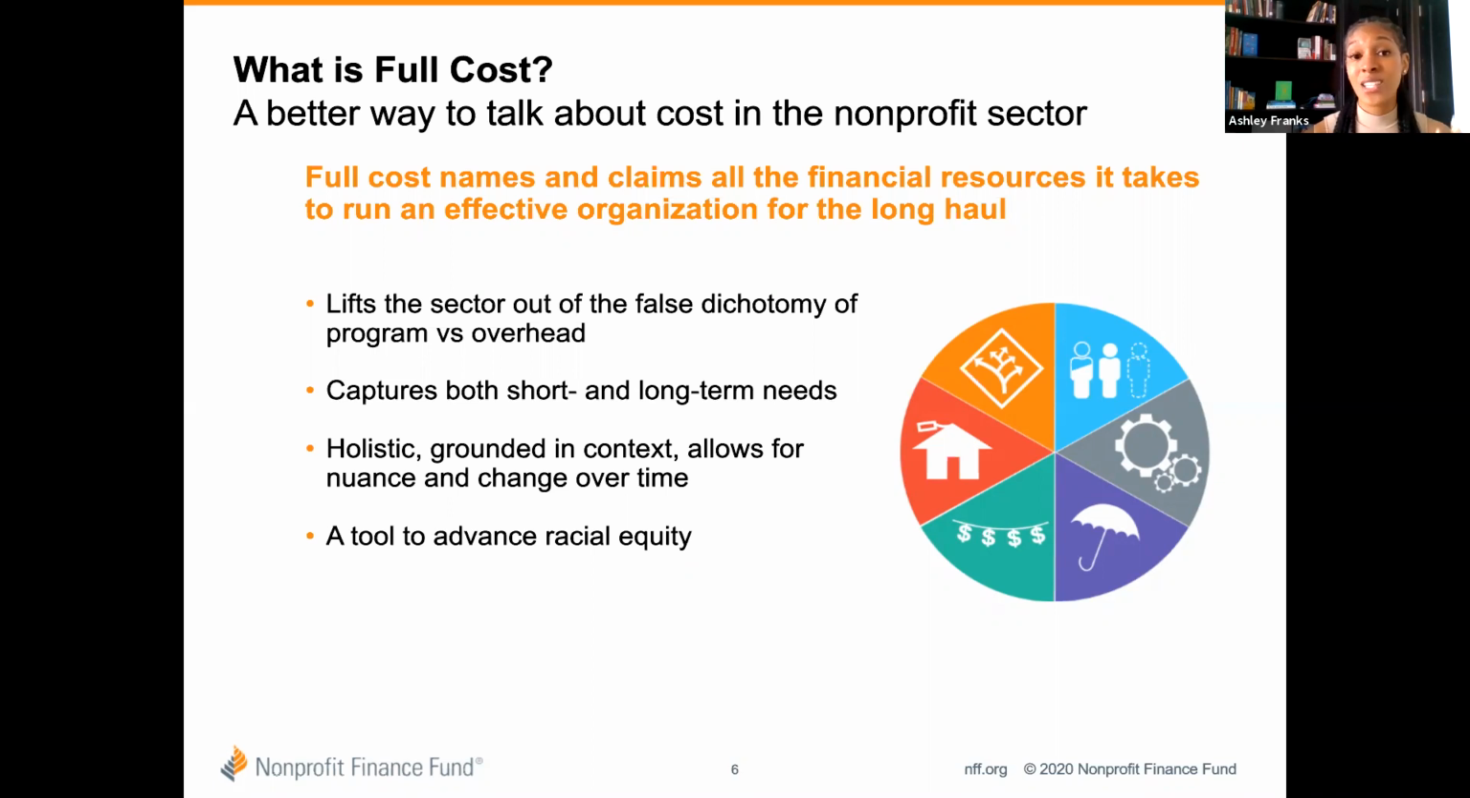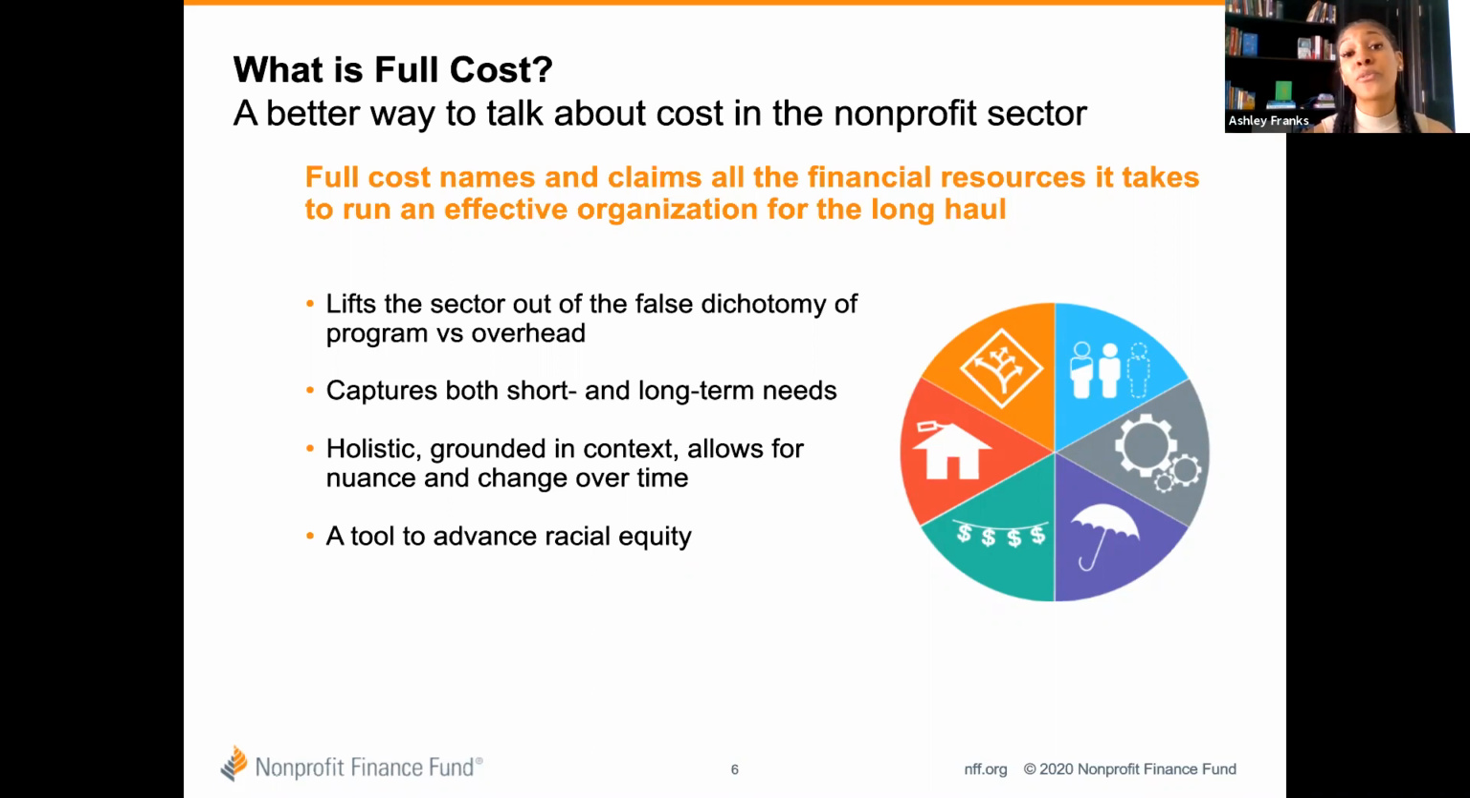And so full cost takes all of this into account. So we think this is a better way to talk about costs in the nonprofit sector. Full cost names and claims all of the financial resources that it takes to run an effective organization for the long haul. It lifts the sector out of this false dichotomy of program versus overhead, direct versus indirect. It captures short-term and long-term needs, which we'll talk about when we dive into the components of the framework.